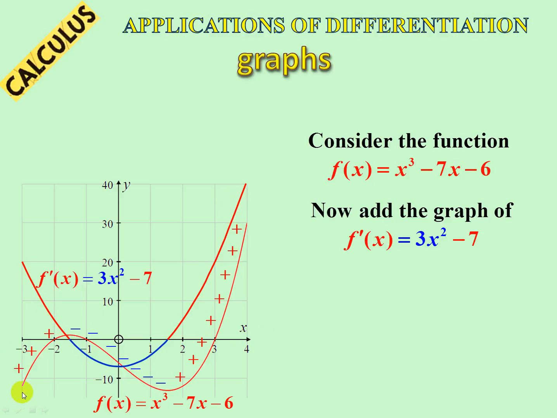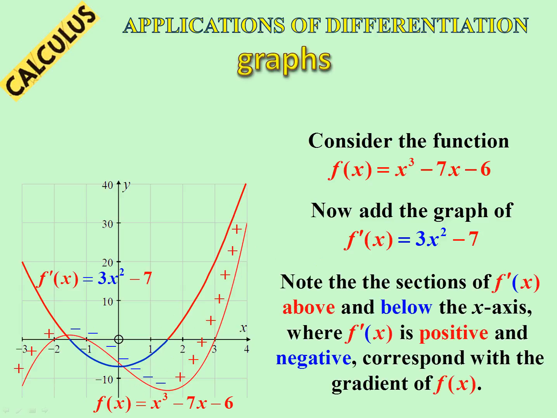Now have a look at the gradient of the original function, positive until there, which is where the derivative cuts the axis. Now the derivative's negative and the function has a negative gradient. Isn't that wonderful? Positive here, so the function has a positive gradient. So there's the relationship.